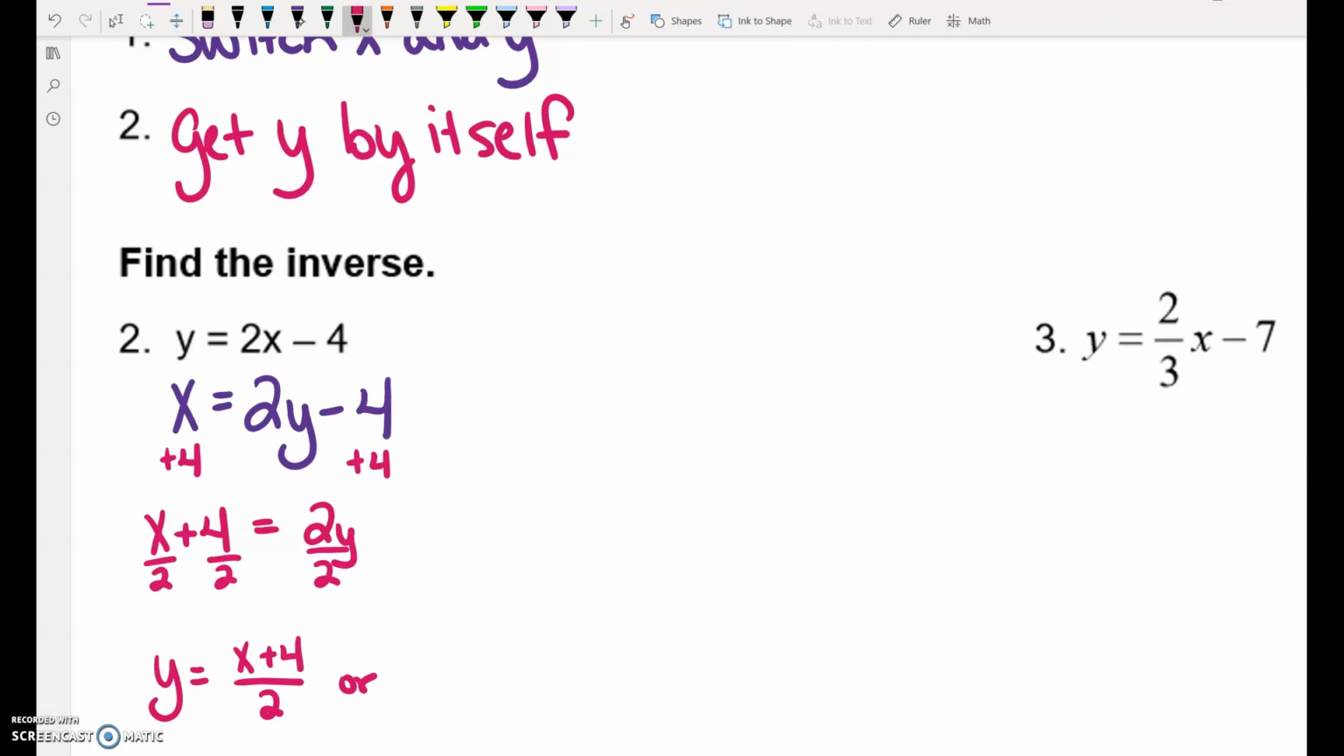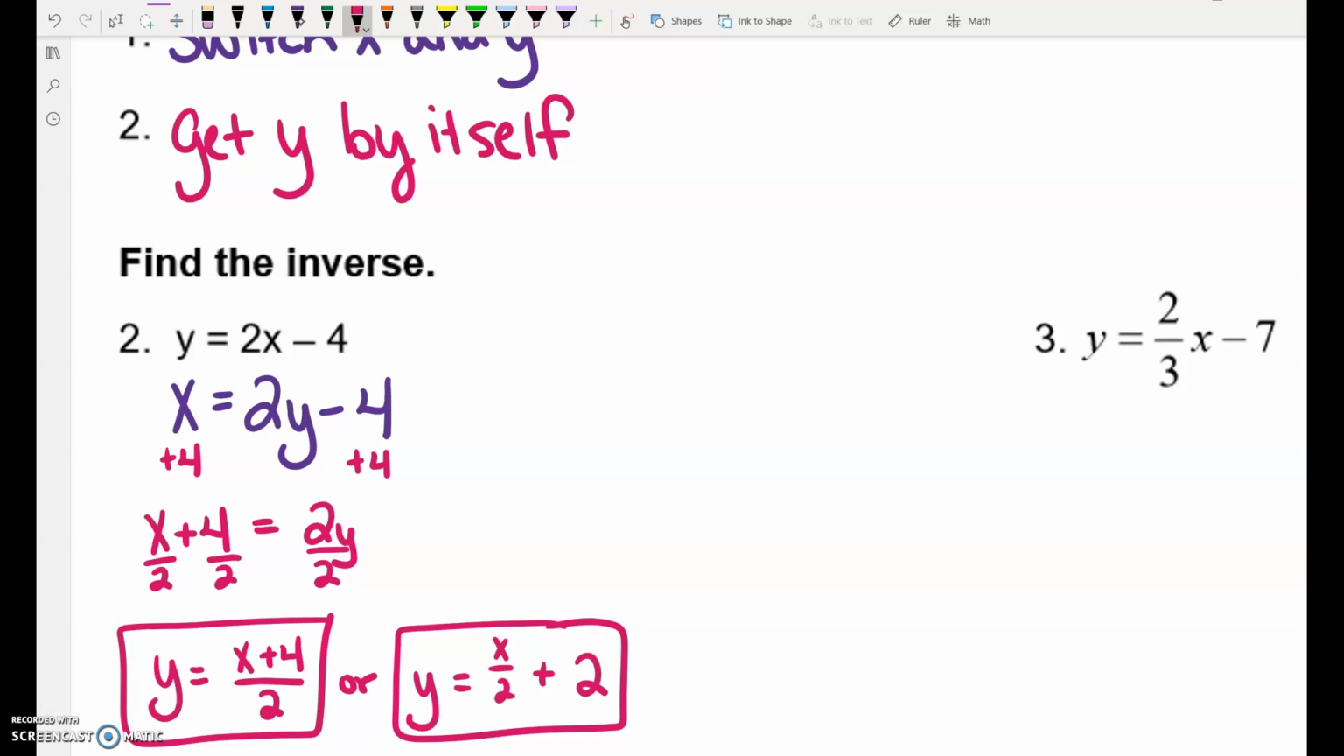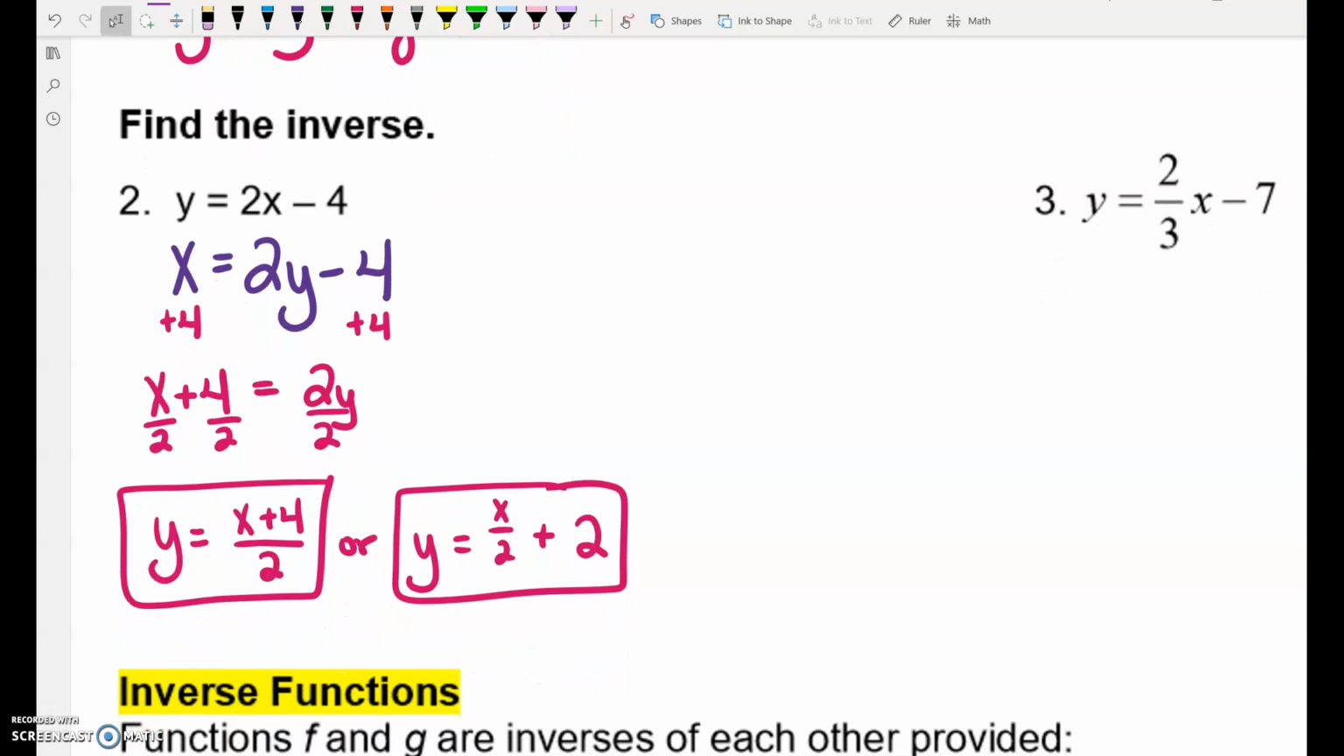And sometimes one method is better than the other. So I'll put the answers both ways. So this would be x over 2 plus 2. Either of these would be considered correct answers for this particular problem. How you format the answer honestly kind of depends on what you intend on using that equation for. So whichever way you prefer doing that is fine.